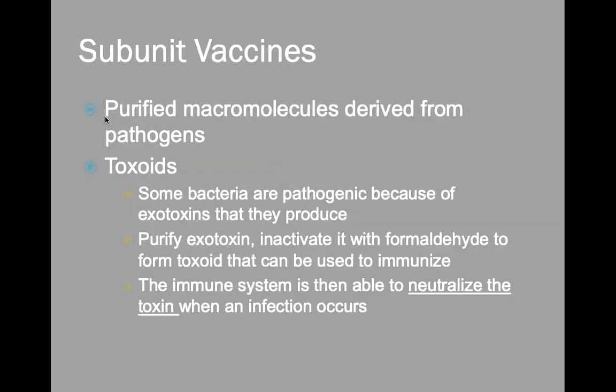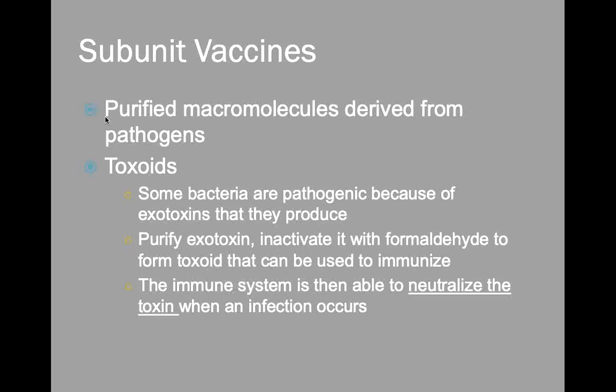So in the previous two vaccines, you see that we used the whole organism as a vaccine, but later on it was found out: why use a whole organism, why can't we use parts of the organism? So this led to the development of subunit vaccines. Purified macromolecules derived from pathogens can be used as vaccines, and this was proved. One such kind of vaccine is a toxoid vaccine.